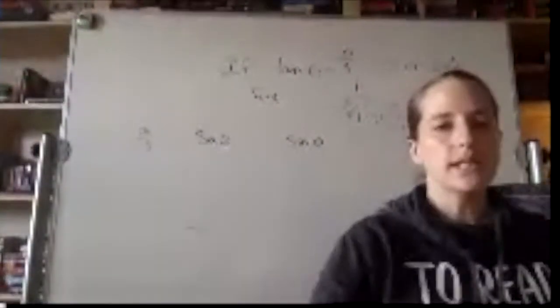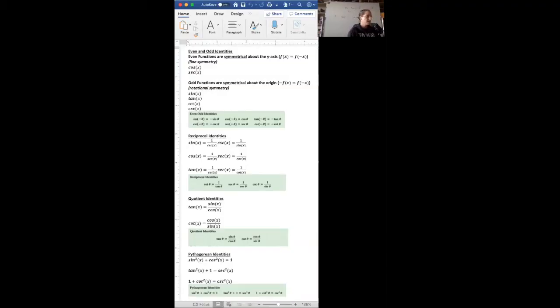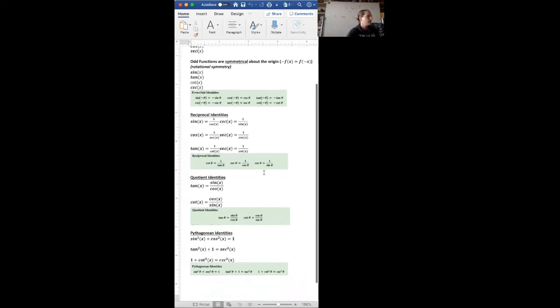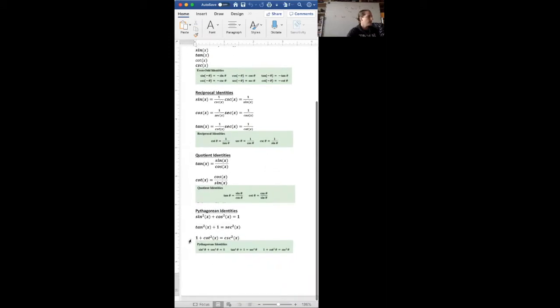So let's take a look at our identities. In particular, we're looking for one that relates secant and tangent together. So scrolling down, scrolling down, scrolling down. Let's see. Secant and tangent. Looks like we're relating secant and tangent together right here.